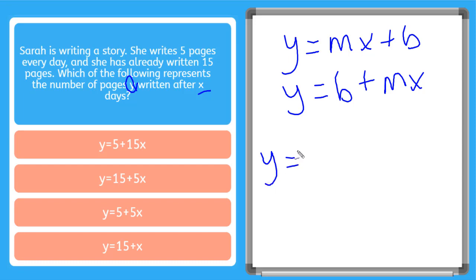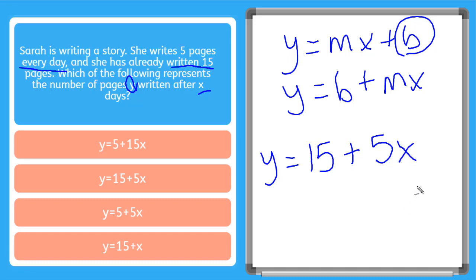and then we know that she's already written 15 pages, so that's what she starts with, and that's what our b here represents. So we can write 15 plus, we know x is the number of days, so what is a rate that she does every day or per day? She writes 5 pages every day, so she writes 5, so that's her rate, pages per day times the number of days, x. So our answer should look like y equals 15 plus 5x, which looks like this one right here. Nice work. Let's try another one.